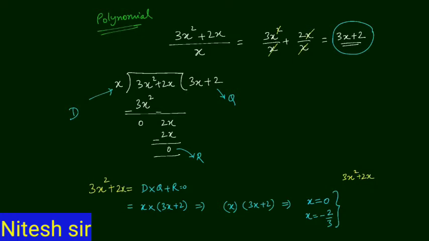Okay, because in zeros of the polynomial we are equating the polynomial to 0. So here 3x square plus 2x is like p(x), and in zeros of the polynomial p(x) is equal to 0. That's why we have taken x is equal to 0 and 3x plus 2 is equal to 0. So we are getting two zeros, x is equal to 0 and x is equal to minus 2 upon 3. I think this is clear to you.